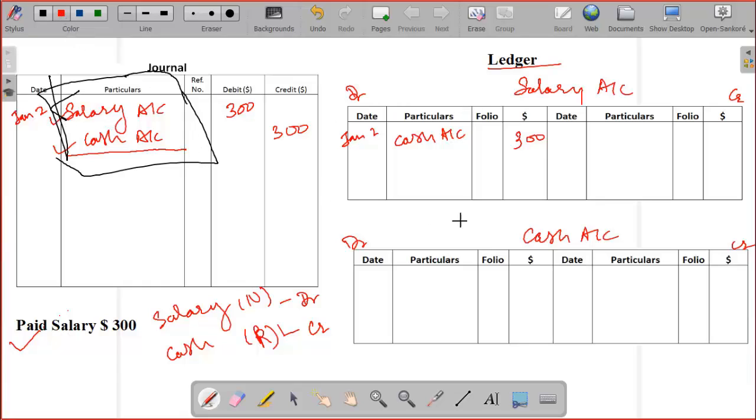Now we have to make posting in which account? Cash account. Now tell me, which is the second account? Cash account. So cash account is created. Posting will take place on which side?